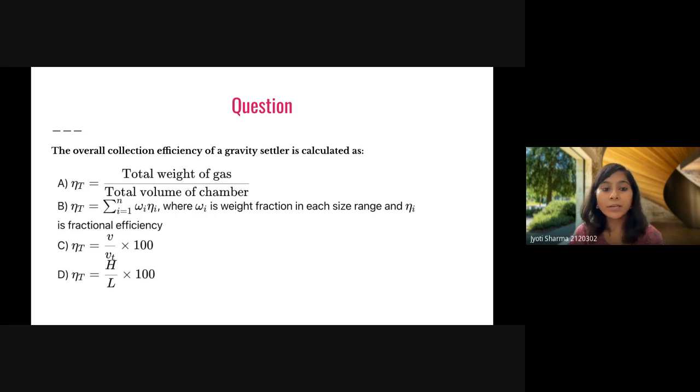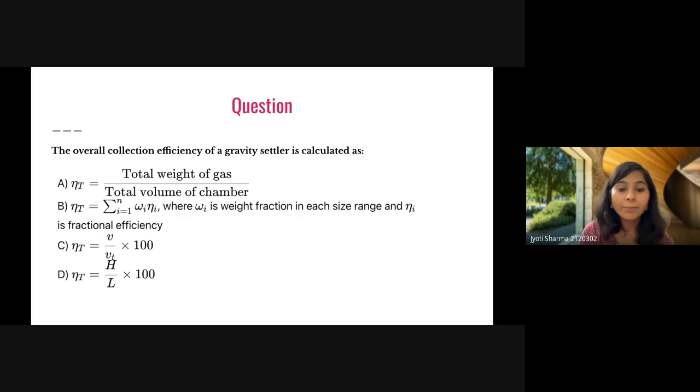Okay, the overall collection efficiency of a gravity settler is also calculated as, so this is the total collection efficiency, and you have to tell me: total weight of gas upon total volume of chamber, the summation of wi and the fractional efficiency, or v upon vt into 100, or h upon l into 100. Venkateshwara gave me answer B. Yes, so the answer is B.